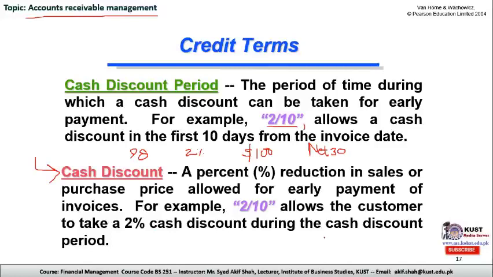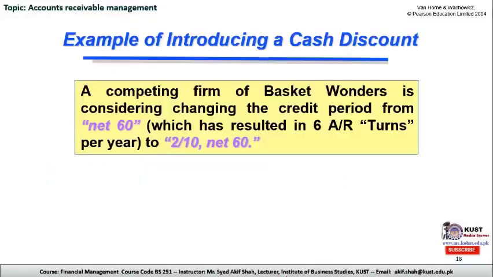And this phenomenon will be explained shortly with the help of a numerical example in the context of the trade-off between profitability and additional cost. So let us take an example of introducing a cash discount. A competing firm of Basket Wonder, once again selected to elaborate the phenomenon, is considering changing the credit period from net 60, which has resulted in 6 account receivable turns per year, to the period of 2/10, net 30.